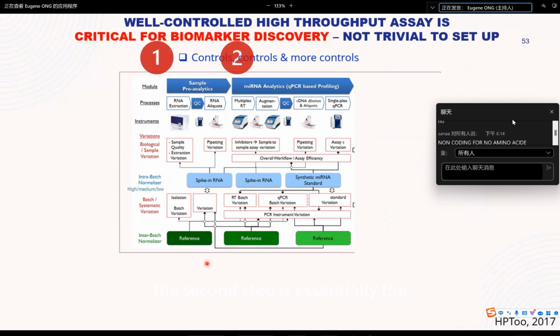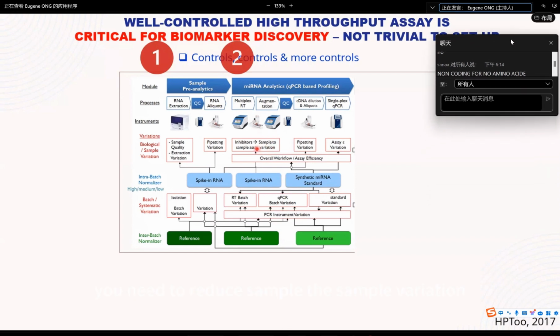The second step is essentially the crucial step. Once you have your samples treated correctly, next, you need to ensure that the microRNA detection or analytics or qPCR is also accurate. Because this step is the amplification of that initial sample that you've extracted, this amplification step needs to be correct as well.